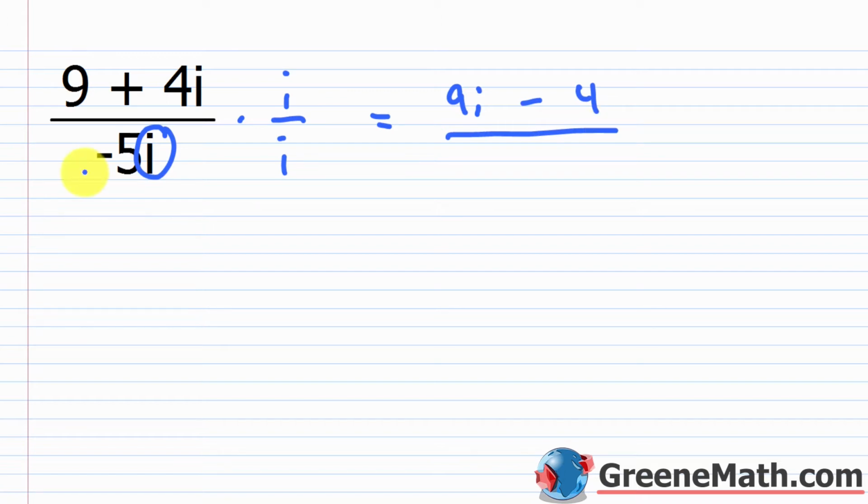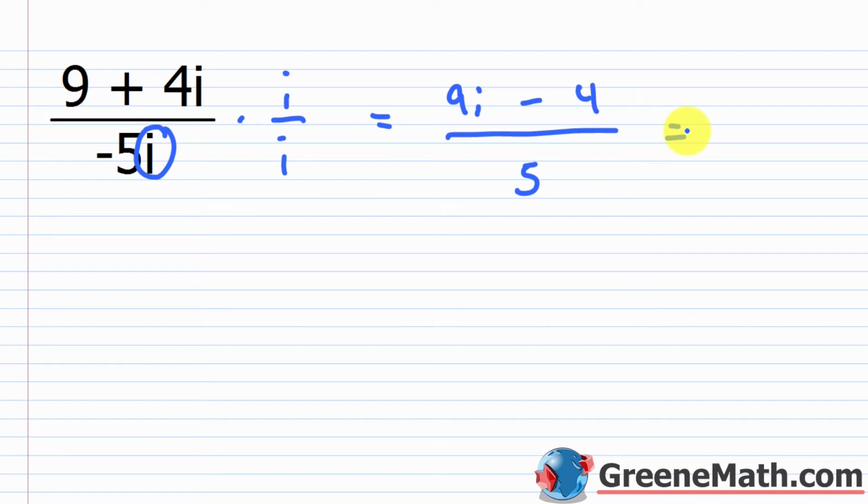So then down here, negative 5 times i times i is i squared. So the negative 5 times negative 1, right, that's i squared, would give me positive 5. So there's really nothing else I can do to simplify here. You'd just be left with 9i minus 4 over 5.